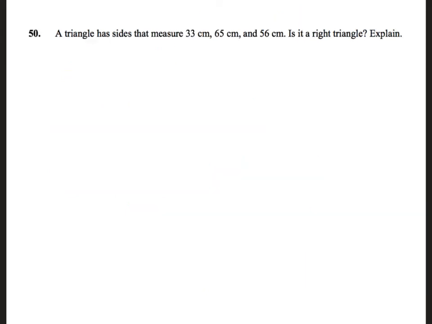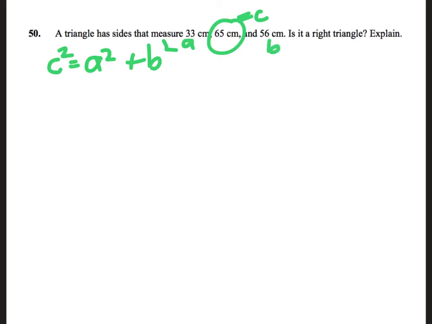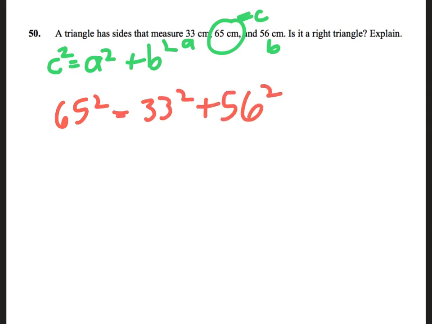Alright, 50 says a triangle measures 33 centimeters, 65, and 56. Is it right? Again, we're going to do c squared equals a squared plus b squared. C is going to be that biggest number, 65. Let's call 33 a and 56 b. So we're going to have 65 squared equals 33 squared plus 56 squared.